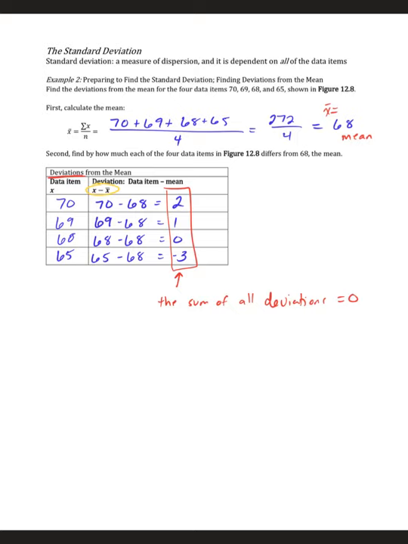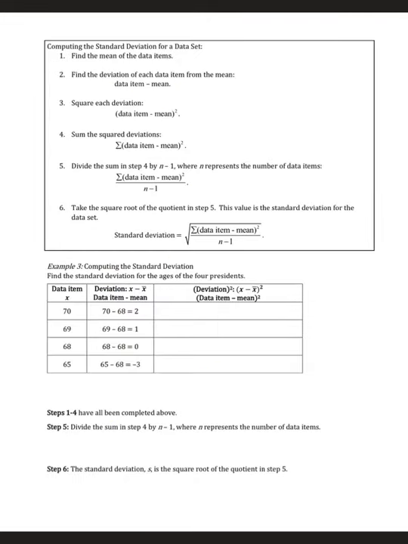Okay, so the first step was to find the mean. The second step was to find all the deviations. And you can see that here are all the steps to find the standard deviation, and we've done the first 2 already. Find the mean of the data sets, check, we've done that. Find the deviation, which is the data item minus the mean, check, we've done that step.